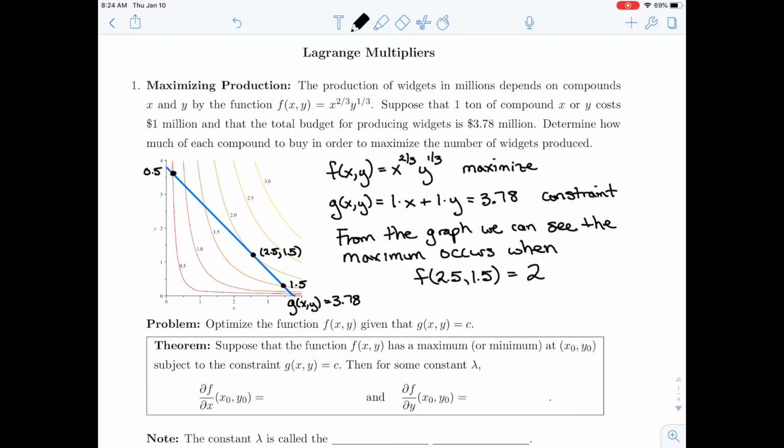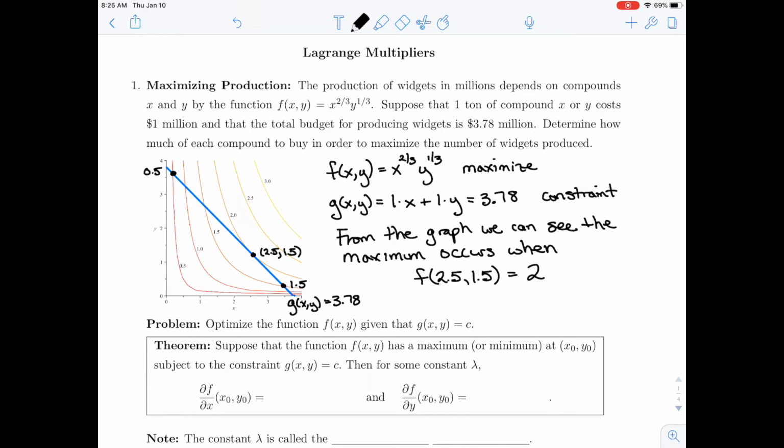Now, what was special about that point? Hopefully you notice that the constraint, g of x, y, looks to be tangent to that level curve where f of x, y is equal to 2 million widgets. And so when the constraint is tangent to that level curve for f of x, y, that's where we're going to get our maximum.